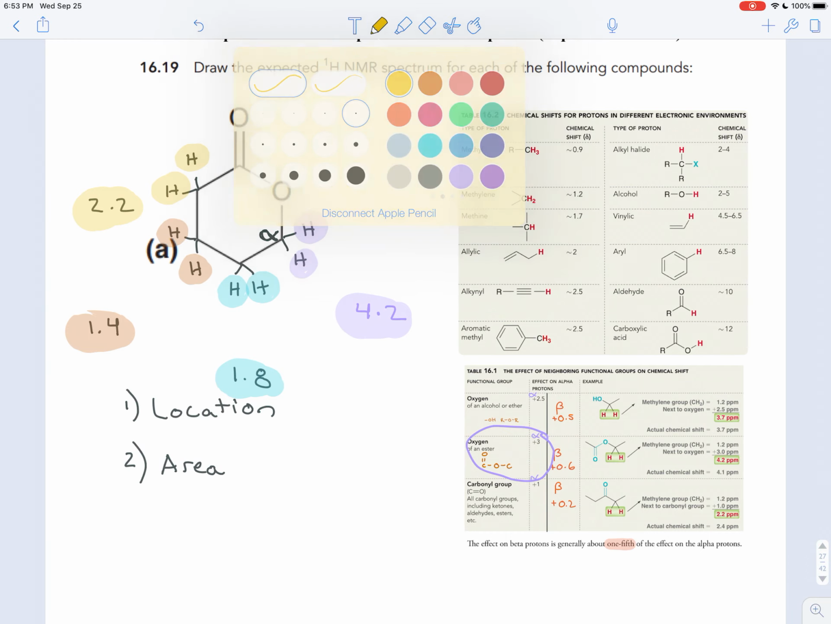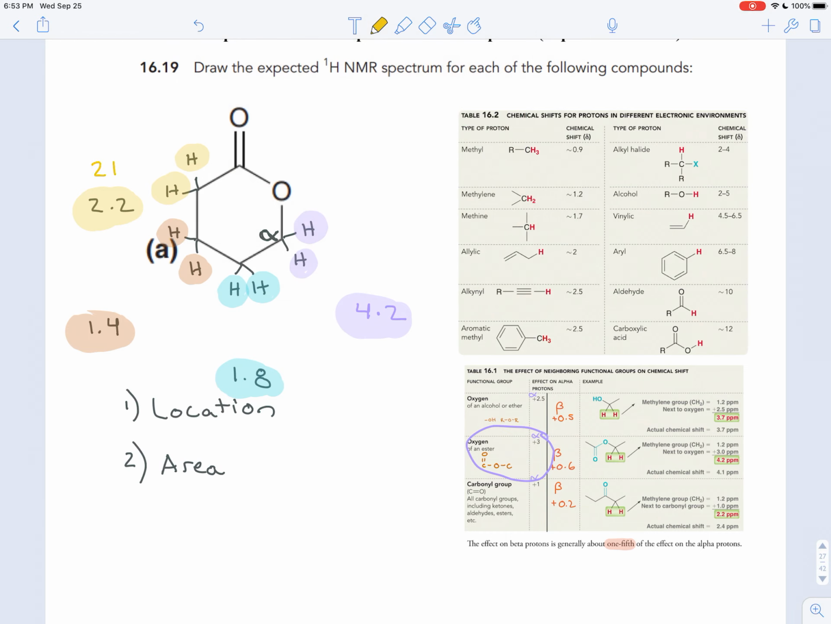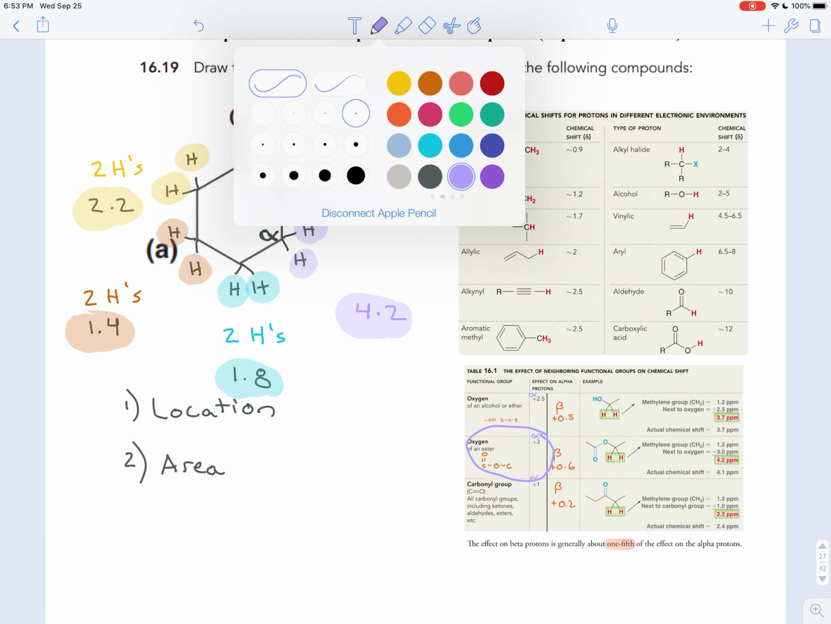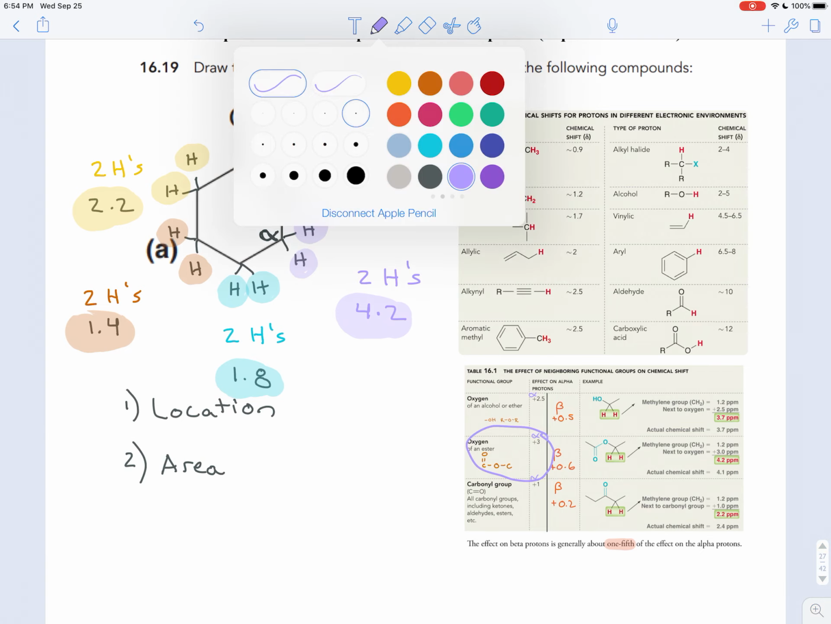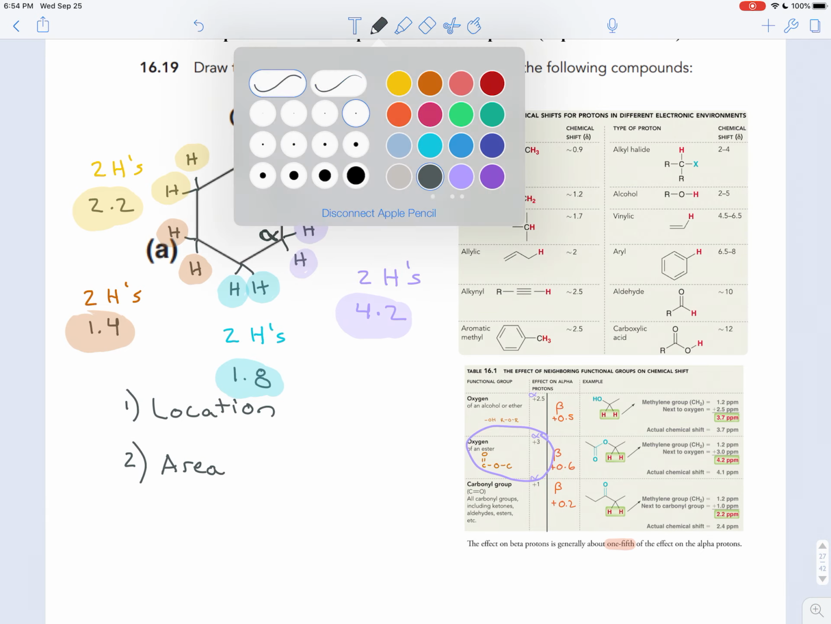And so we would just want to make a note that this will have a height that corresponds to 2 hydrogens, the yellow. The brown will also have a height that corresponds to 2 hydrogens. The blue will have a height that corresponds to 2 hydrogens. And the purple will have a height that corresponds to 2 hydrogens. Straightforward enough. Next, the third feature is the shape.